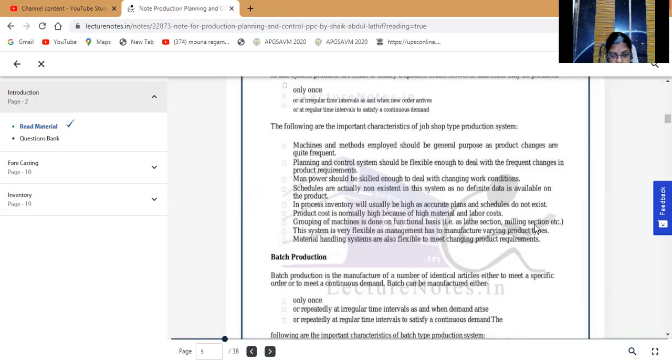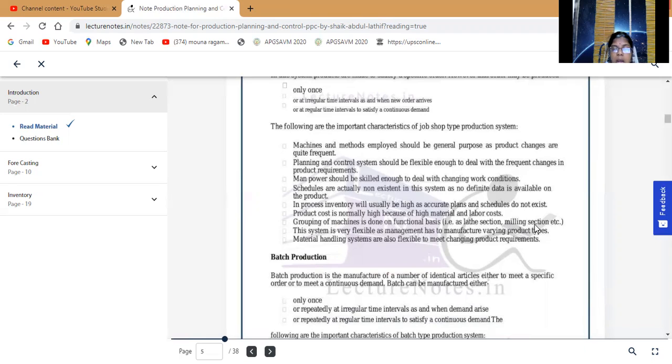And next, in-process inventory will usually be high as accurate plans and schedules do not exist. And product cost is normally high because of high material and labor cost, because of skilled persons, and because it is not a frequent job when new orders are issued. Every time we have to change that too. So that is why the product cost is very high.